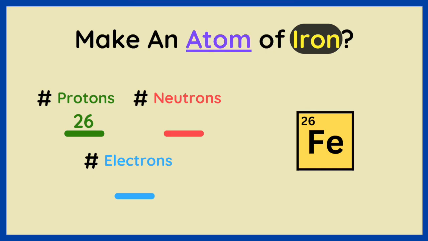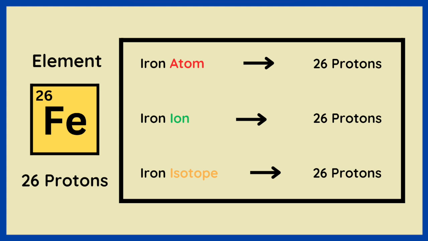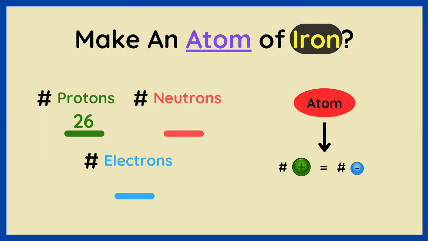Well, remember, we have an atom of iron specifically. An element is an umbrella term that includes atom, ion, and isotope. Iron is an element defined by 26 protons, and we can have an atom of iron, an ion of iron, or an isotope of iron, all with 26 protons. Since the question of interest specifies an atom of iron, the definition of atom in general is that the number of protons equals the number of electrons. Therefore, if we already know that there's 26 protons and that protons and electrons are equal to each other, there's got to be 26 electrons. If A equals B equals C, A must equal C.